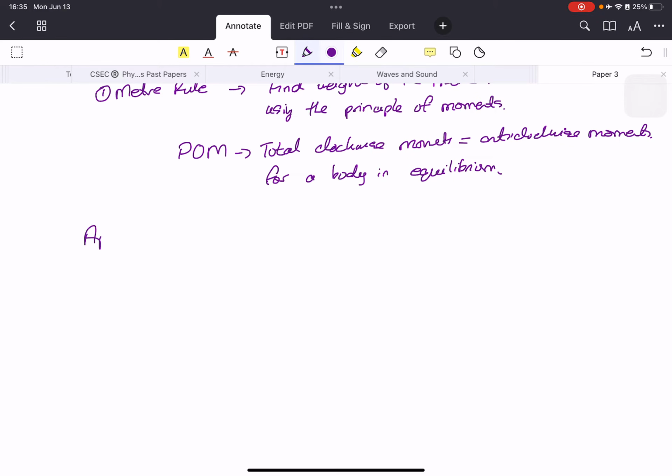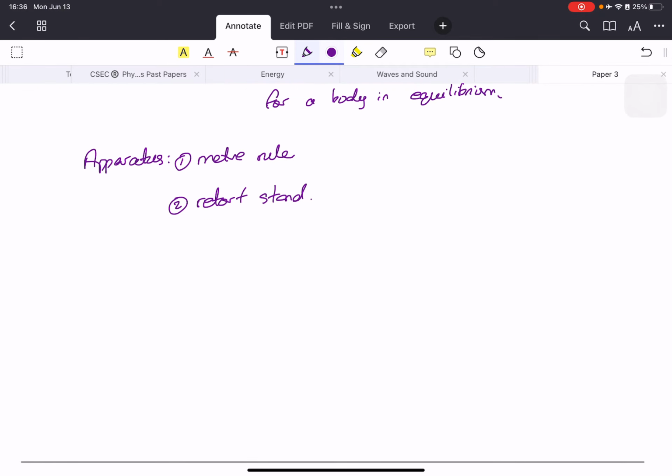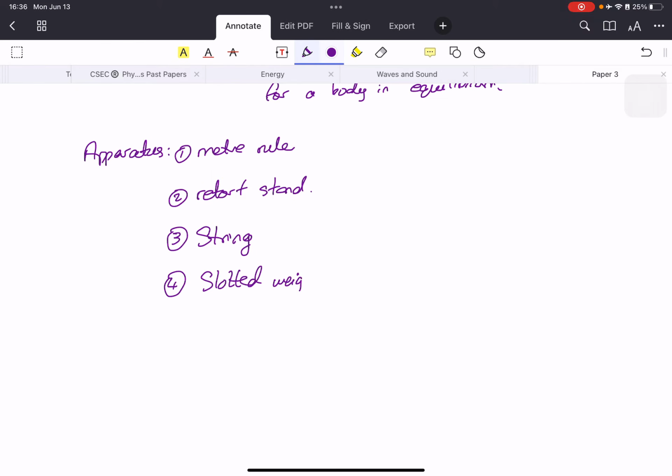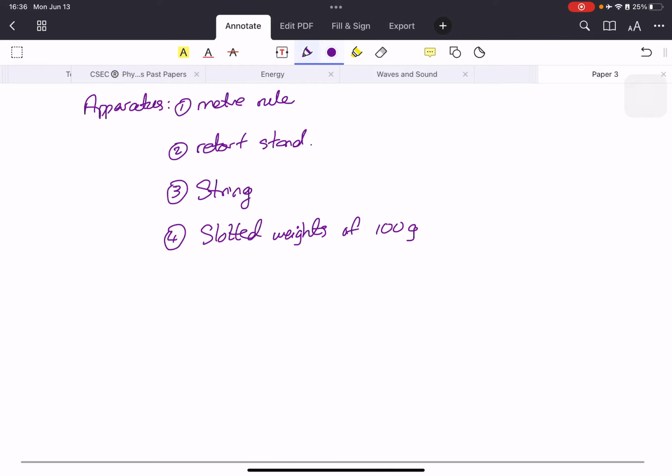So your apparatus, what you will need: you need the meter rule, obviously. The other thing you need is a retort stand, just like what we had in the previous experiment with the pendulum. The next thing, you need string, because you're going to use the string to tie the meter rule on the retort stand. Then you're going to get a set of slotted masses, or slotted weights, right? And each of them could be 100 grams. But you could make it anything, honestly, right? And that should be it.